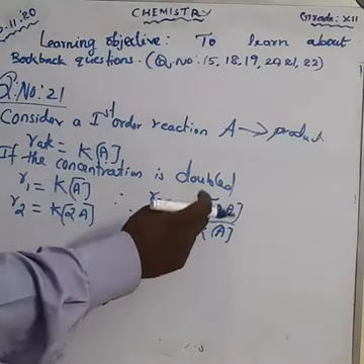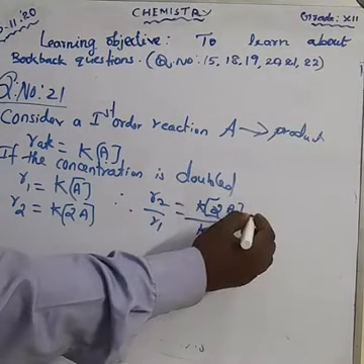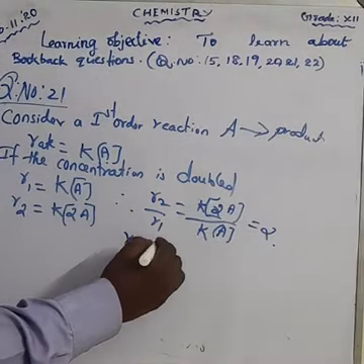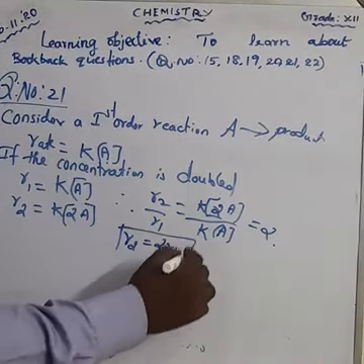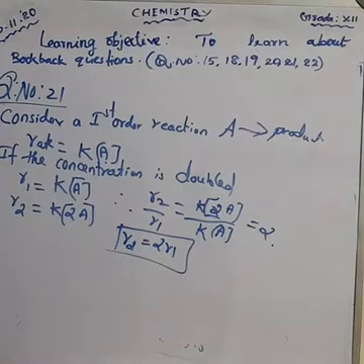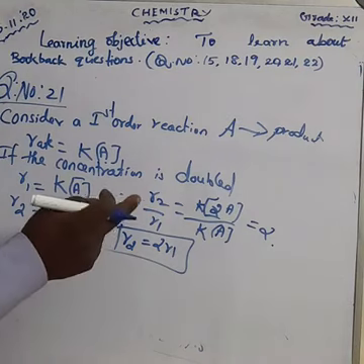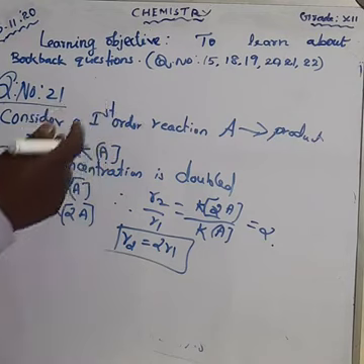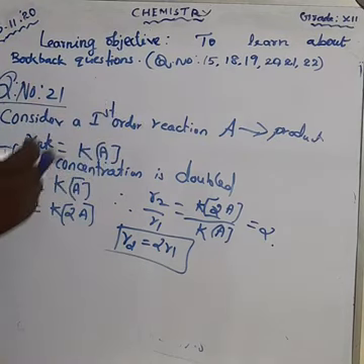So what's the answer? We are cancelling. The answer is equal to 2. That means R2 is equal to 2R1. What's the meaning? This means that the rate of the reaction is doubled when the concentration of the reactant is also doubled. Clear? This is about the first order reaction.